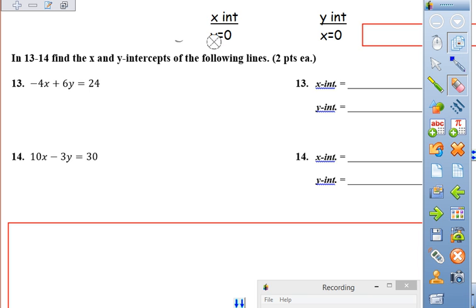So for our x-intercept, if y is equal to 0, then 6 times 0 is 0, so that disappears. So this is what we're picturing in our heads. Negative 4x equals 24, because this piece turns into 0. So if we divide that by negative 4, we get x equals negative 6.